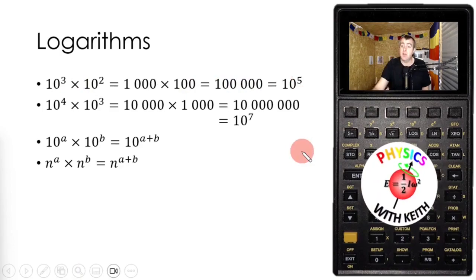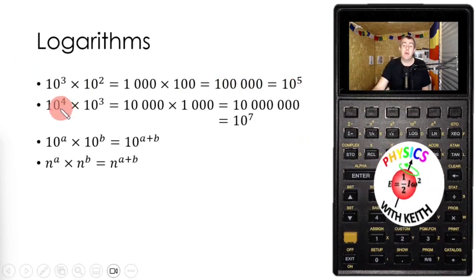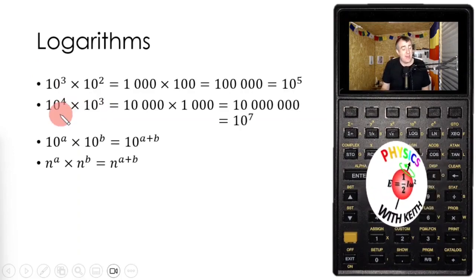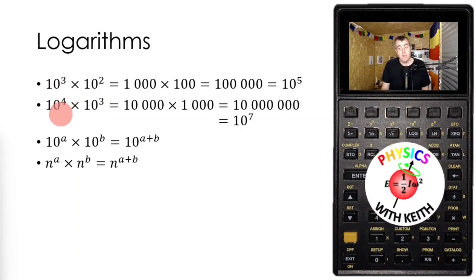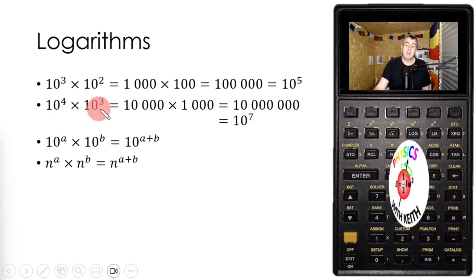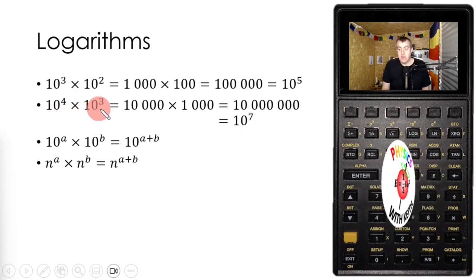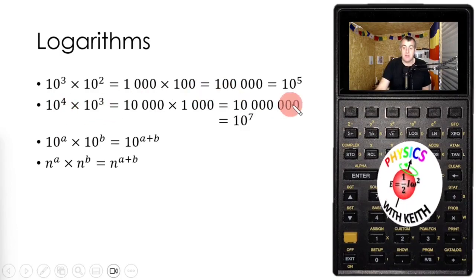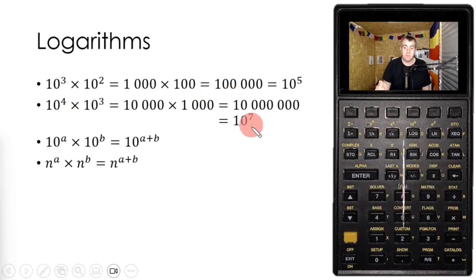I could pick a different example. Here's a different example. 10 to the power of 4 times 10 to the power of 3. 10 to the power of 4 is 10,000, 10 times 10 times 10 times 10. 10 to the power of 3 is 1,000, 10 times 10 times 10. And so if I times 10,000 by 1,000, I get 10 million, which is 10 to the power of 7.